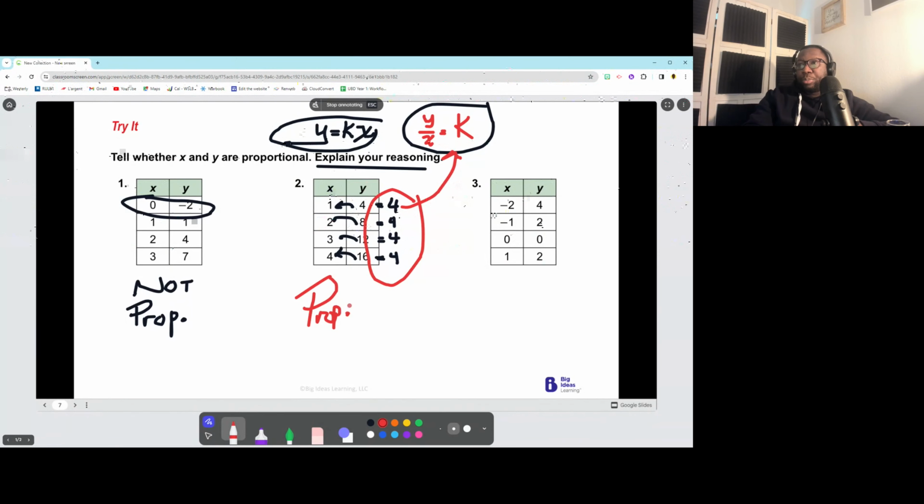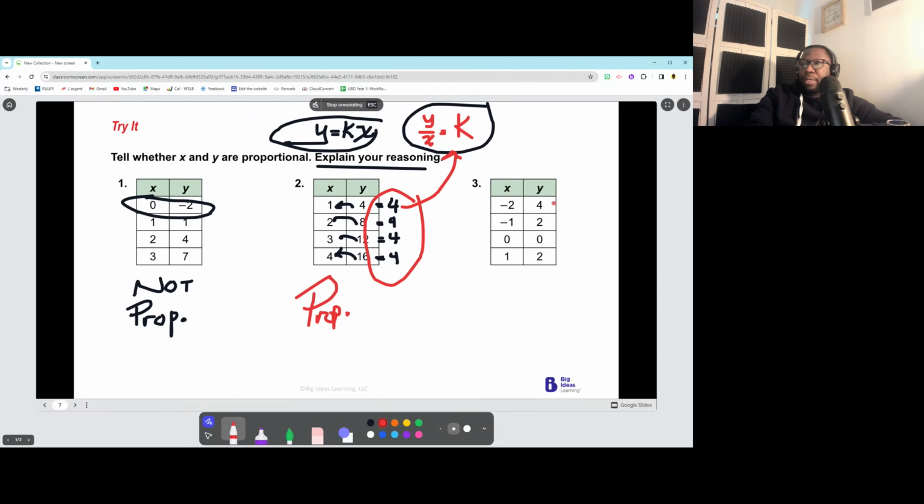And if we were to plot all of these points on a graph, we would see that it creates a straight line, and we would see that this passes through the origin if we extended that line both up and down. So for question number 2 of let's try it, it is proportional because the constant of proportionality is 4 for all the points present. What about the last one, number 3?